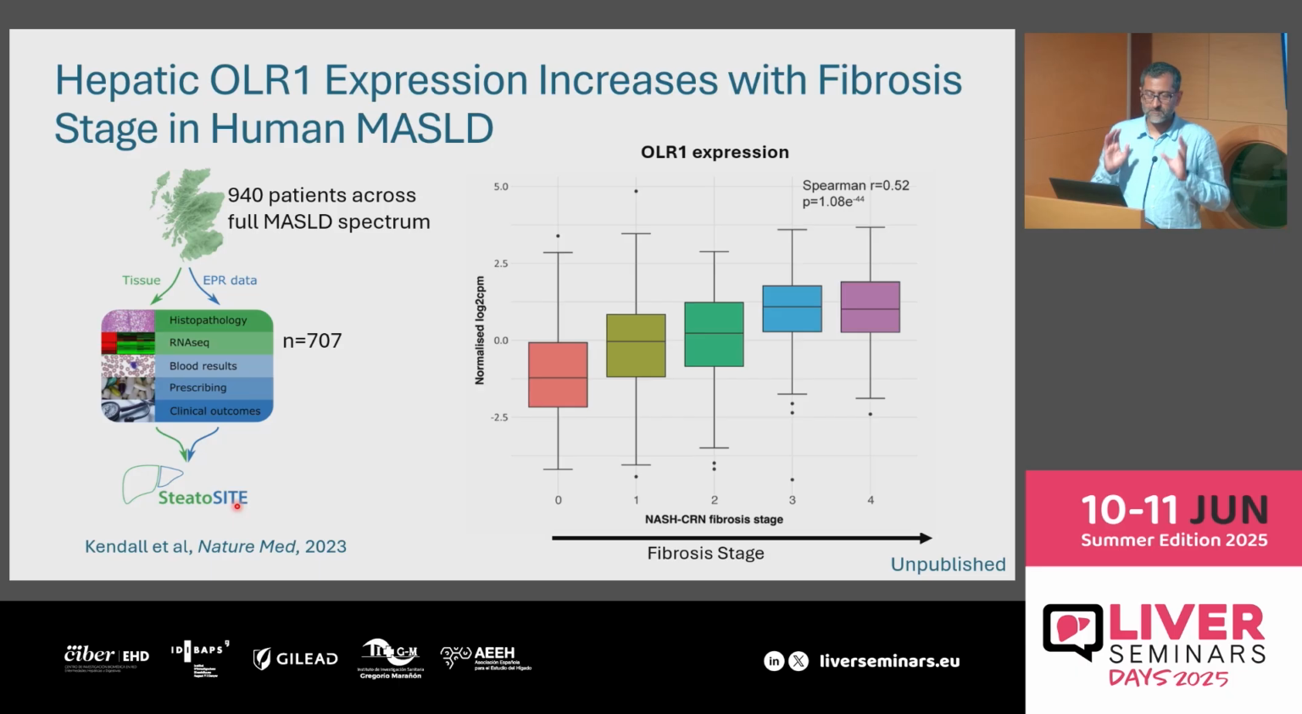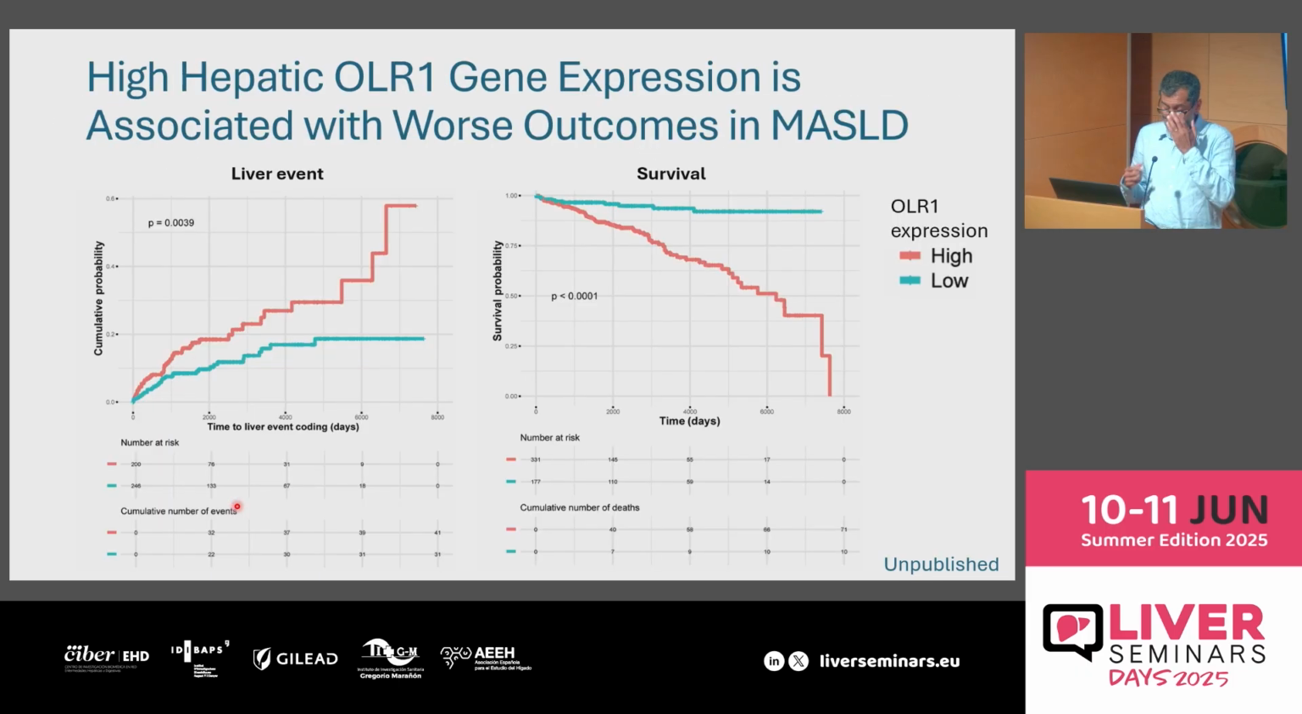allowing us to look at expression of our particular genes of interest and determine whether they're linked to clinical outcomes. When we look at OLR1 expression, what we see is patients who have high levels of OLR1 expression on their baseline liver biopsy are more likely to have liver disease progression and a liver-related event, and they're more likely to die. You can see that's pretty striking on the left and the right there.